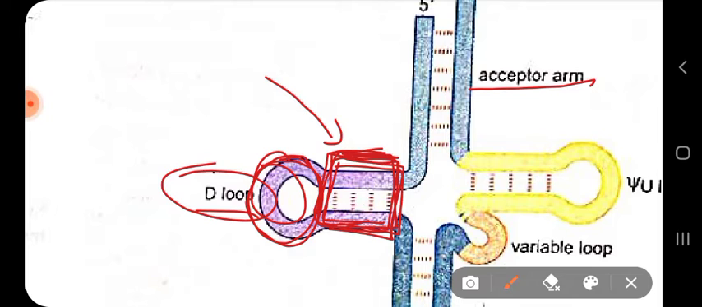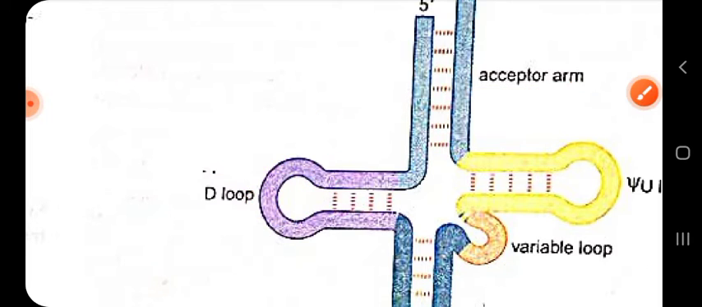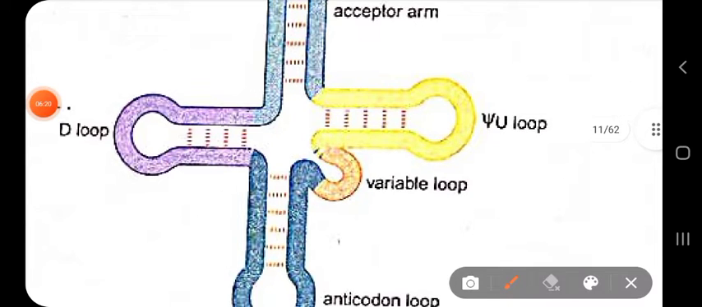Next is the variable arm. Well, we cannot see the variable arm in this picture, but we can see a variable loop here. The variable arm may be present or may not be present. Within the variable arm we can see only the loop, but no arm, no stem is present, and no base pairing regions are found here.